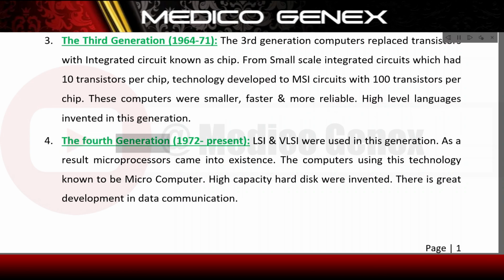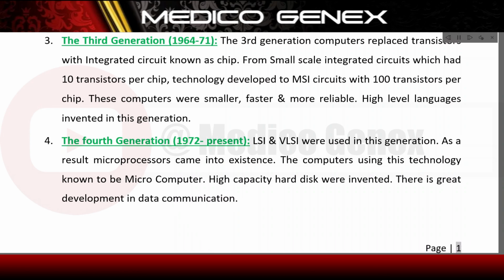The fourth generation, 1972 to present. LSI and VLSI were used in this generation. As a result, microprocessors came into existence. The computers using this technology are known as microcomputers. High-capacity hard disks were invented. There is great development in data communication.